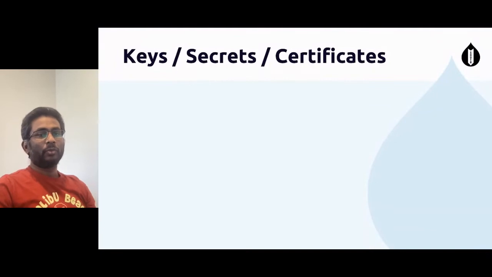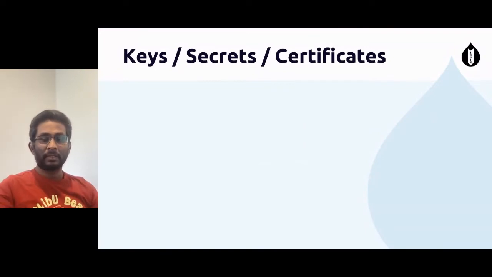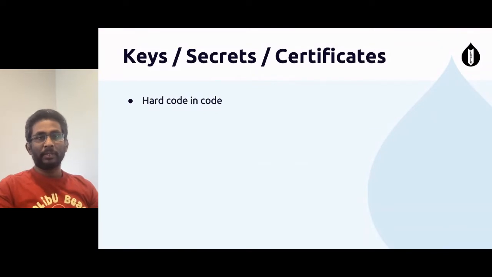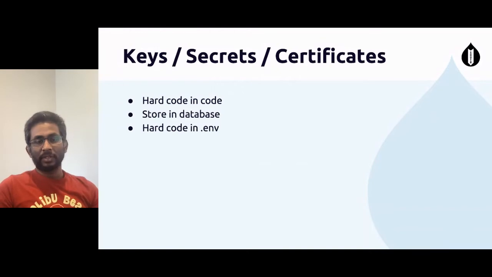When we handle integrated systems, it comes to keys, secrets, and certificates. These are the possible ways, even though some can be bad. Anyone can hard code secrets or keys in code. Then you can store them in the database and run a database query to get them. I know all these are bad things. Then you can put these in environment files, the .env files, with separate files specific to each environment: local, dev, UAT, or production, and keep the keys and secrets in these files.